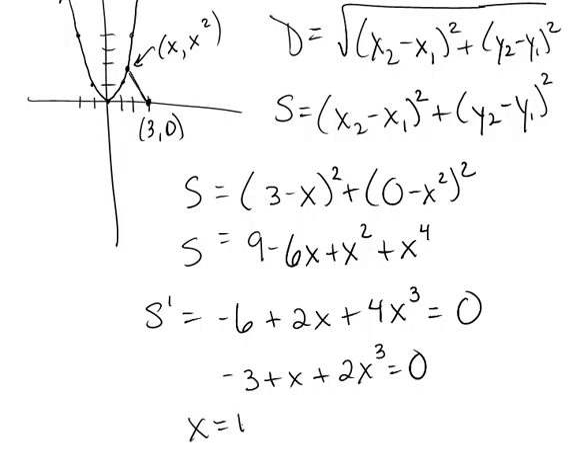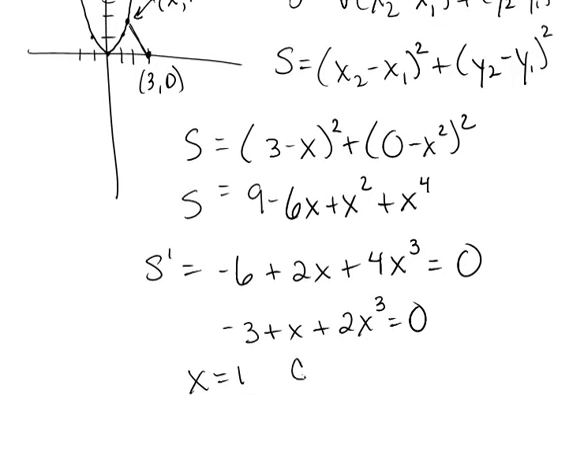If you're not having such a good day, you could graph this and you could see that it crosses the x-axis only once at x equals 1. So either way, with your calculator or with your brain, you can see the solution to that. So this is your critical point.